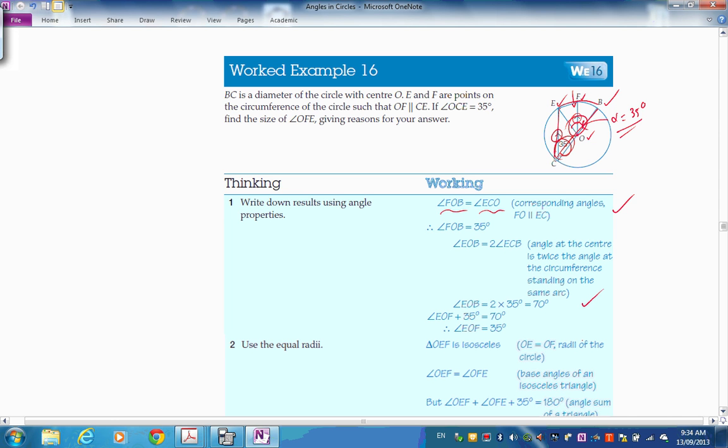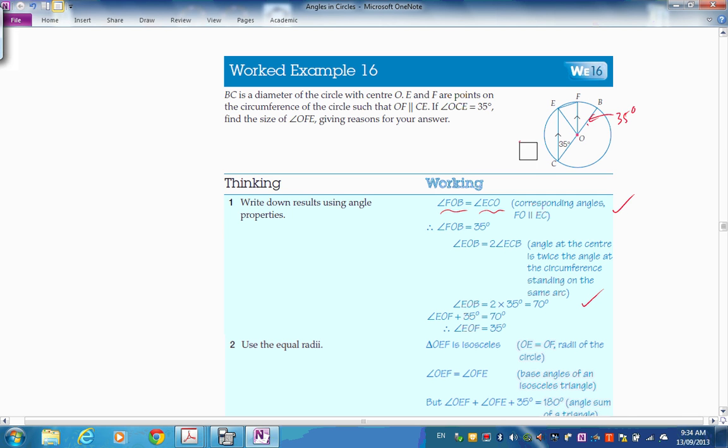And therefore, what can we say? Let's get rid of all this and just go back here. So we've said that this is 70. And now EOF, therefore this one in here, because this one was 35, that must be 35 as well. Bit of problem solving going on here. And triangle OEF is isosceles.